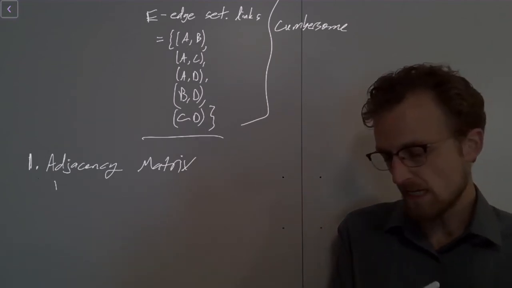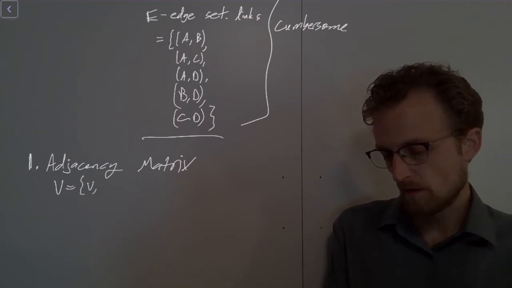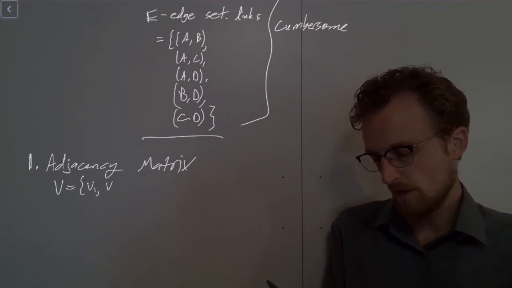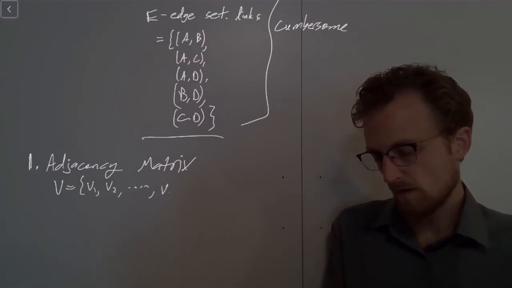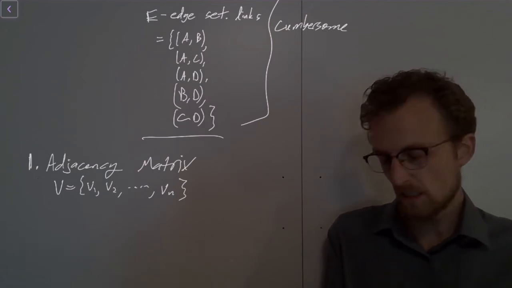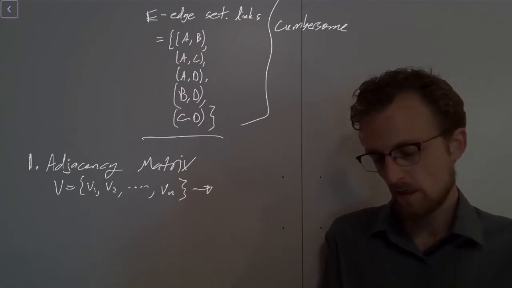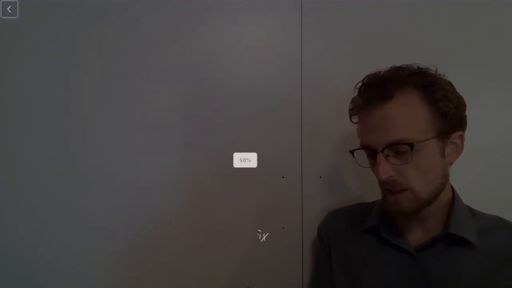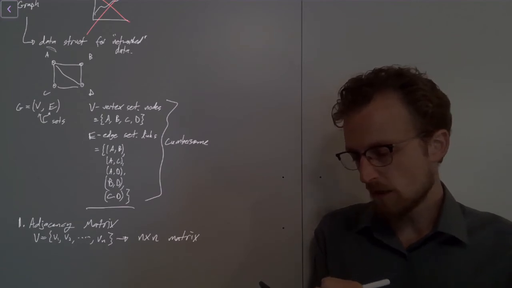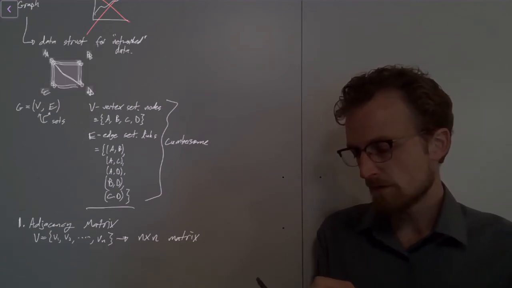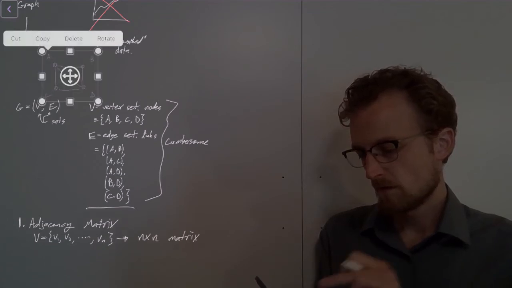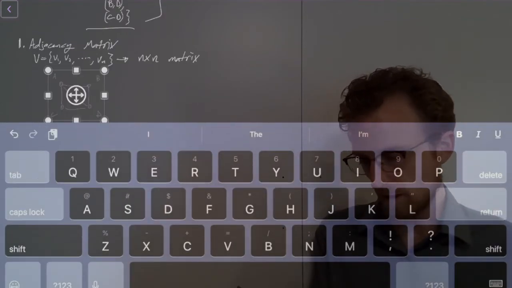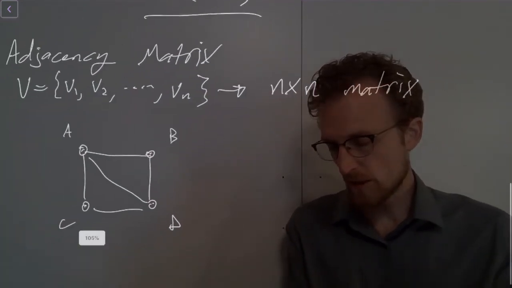Suppose V equals V1, V2, all the way up to Vn, then the adjacency matrix is an n by n matrix. Let's think about using an adjacency matrix to represent this graph. I've got this graph down here. How would I represent this graph using an adjacency matrix?